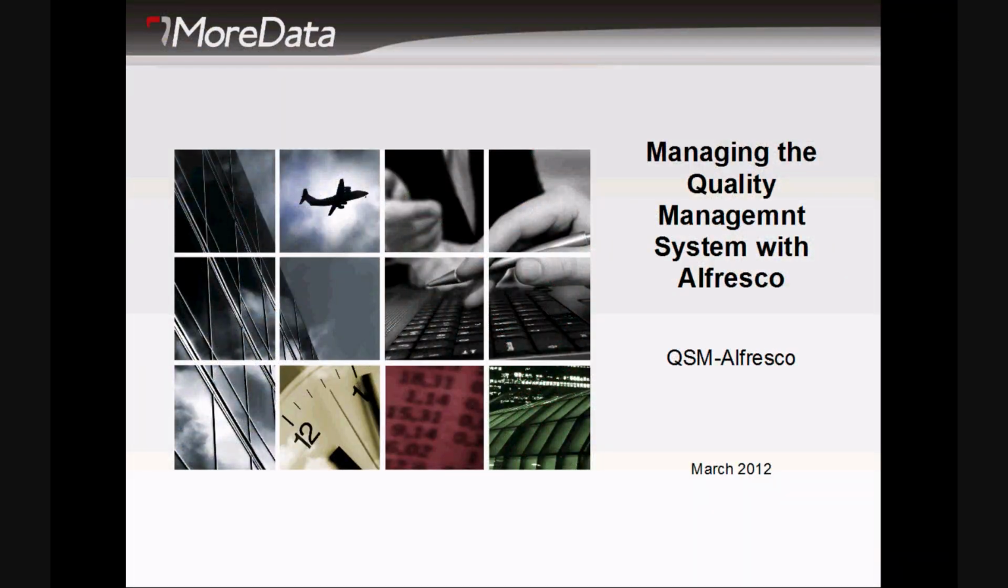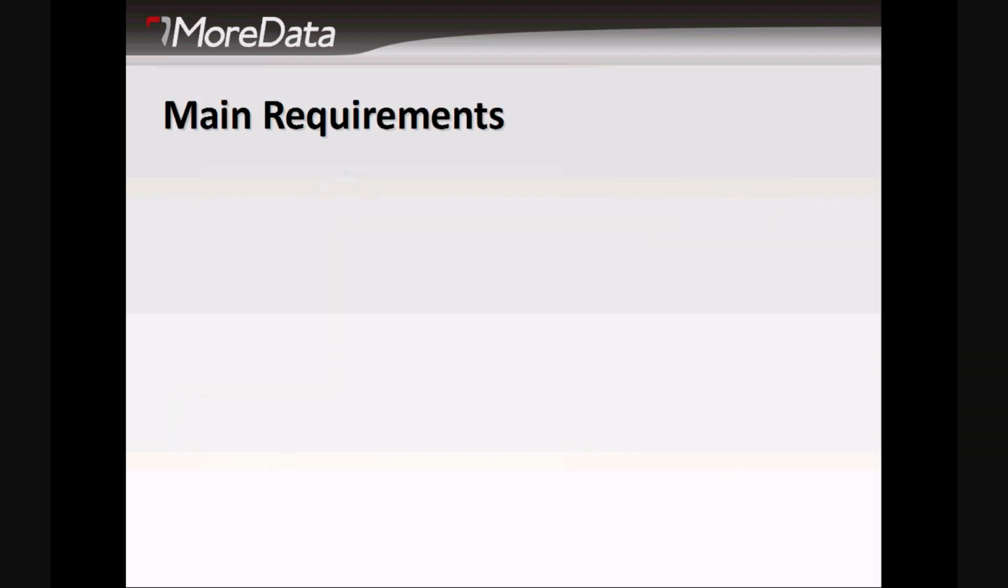I work at MoreData, and today we'll talk about how to optimize the quality management system with Alfresco. Alfresco is an open-source content manager that has thousands of community members and solid implementations in thousands of enterprise customers. This plugin, developed by MoreData, uses Alfresco's basic functionalities. What we are going to see is mostly based on the customization of the Alfresco Share interface, some rules management, and JBPM workflows.